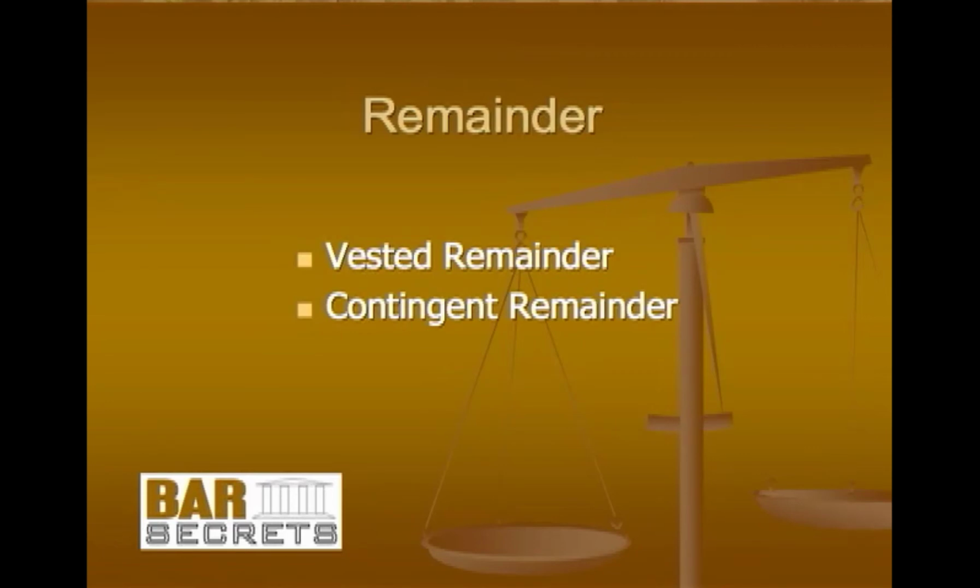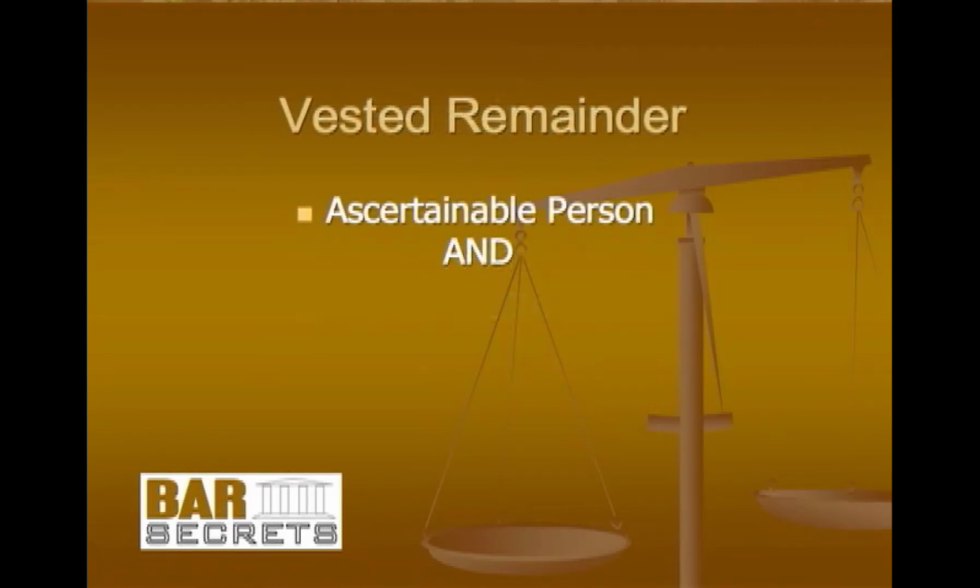A remainder is vested if you can meet two elements. Number one, you need an ascertainable person. That means if I said to Nancy and then to her brother, if she had a living brother, fine, then her brother would be ascertainable. If I said to Nancy and then to her brother, and she had no brother, and there was just the hopes that she would have a brother at some time in the future, then brother would not be ascertainable.